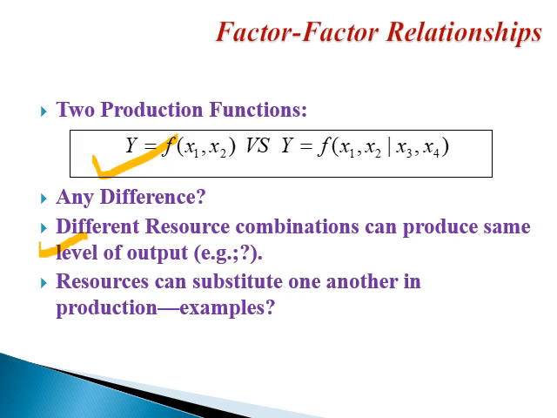Let me repeat that. We assume that x1 can substitute x2 and x2 can substitute x1 to some extent, and that you can produce the same level of output using different combinations of x1 and x2, which means that there is no one single method for producing y, but rather there are more. I can mix x1 and x2 in so many different ways to produce the same level of output. As a result, we say here resources or inputs can substitute each other in production.